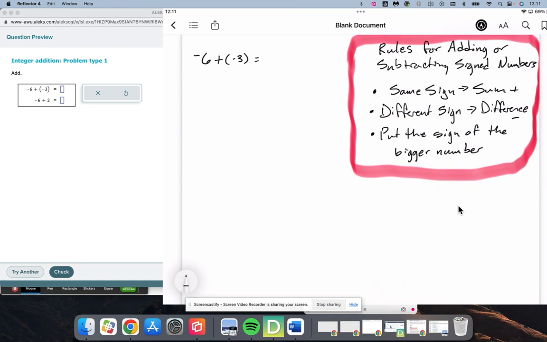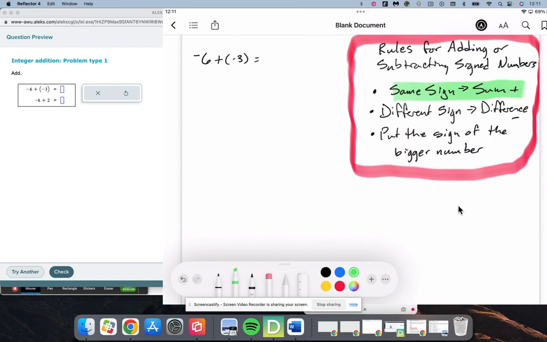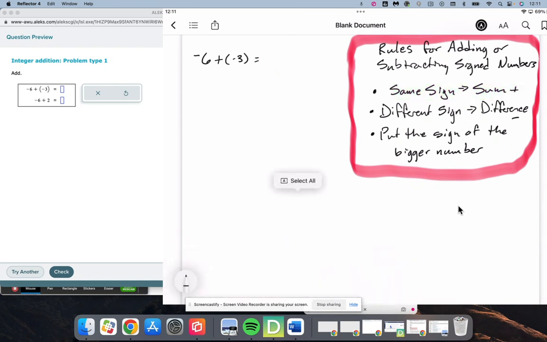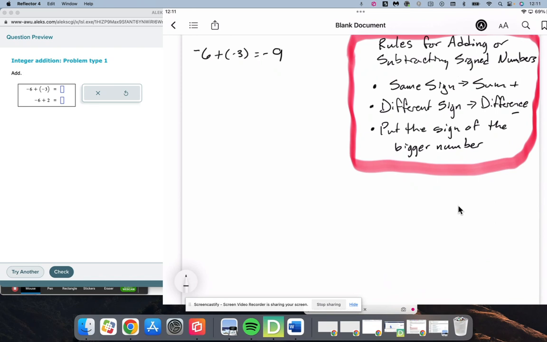Now we look at the signs on the numbers. -6 is negative, 3 is negative. Their signs are the same. So we see that we have the same sign. We're going to find the sum, which means we're going to add the numbers up. 6 and 3 makes 9. And I put the sign of the bigger number. The bigger number is -6. Or sorry, the bigger number is 6. It's negative, so my answer is going to be negative.